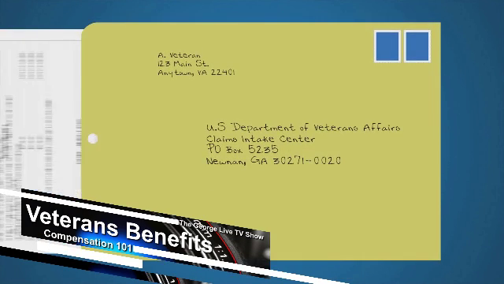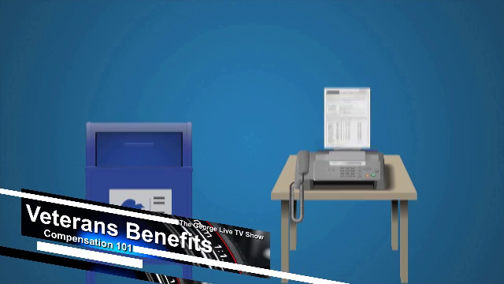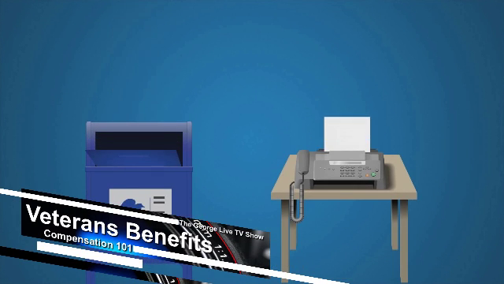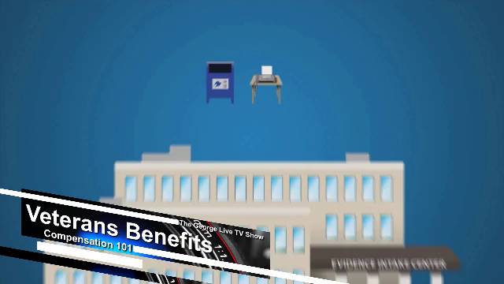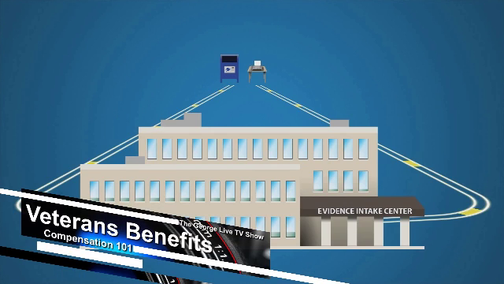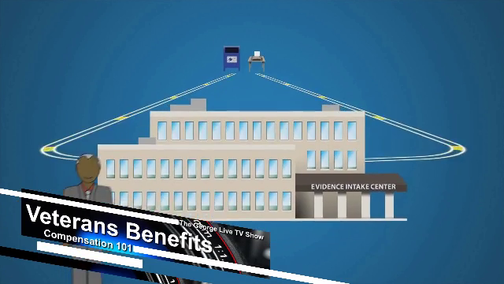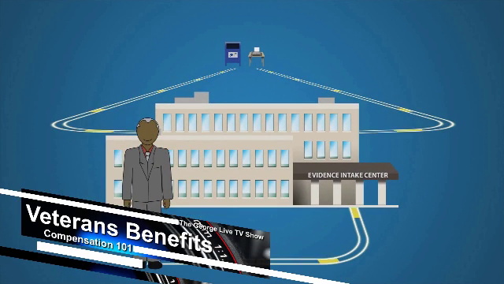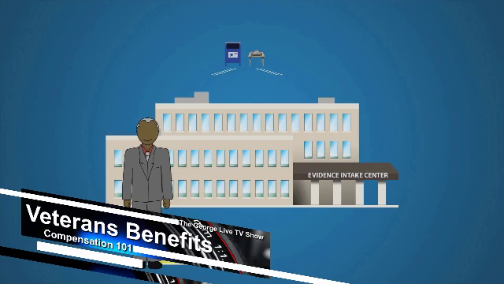Once completed, providers may mail or securely fax the paper DBQ to one of 2 VA evidence intake centers based on where you live. Your accredited Veteran Service Officer or VSO representative may also submit completed DBQs directly to the appropriate VA evidence intake center.